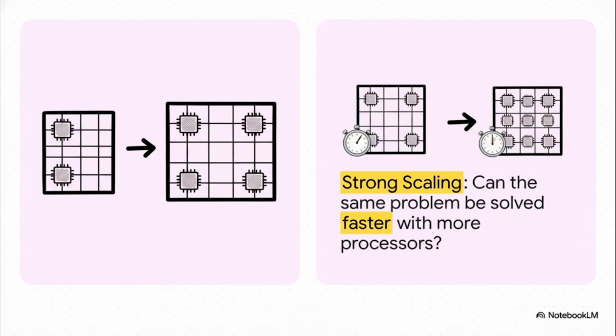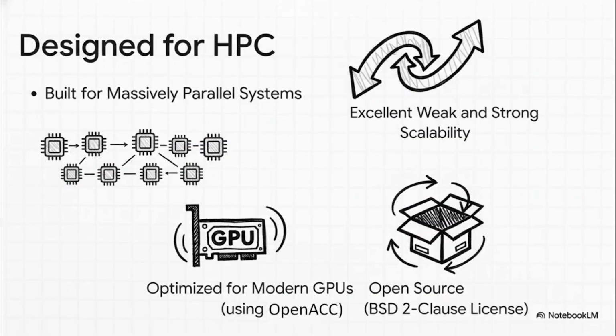So weak scaling asks the question, if I get more processors, can I solve a bigger problem? It's all about going larger. Strong scaling, on the other hand, asks, if I use more processors on the same problem, can I solve it faster? That's all about speed. And of course, a truly great piece of software needs to be good at both. And this is where Scale really shines.